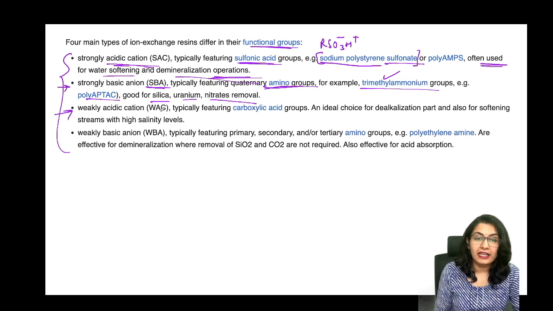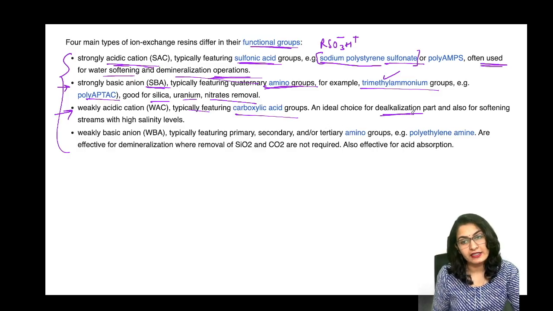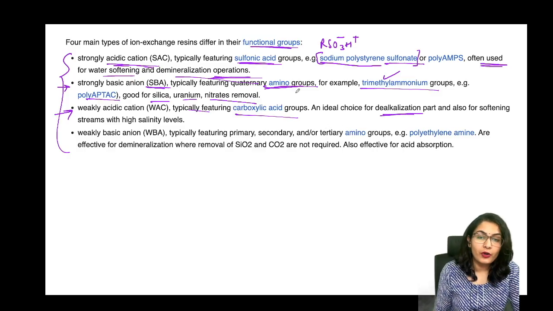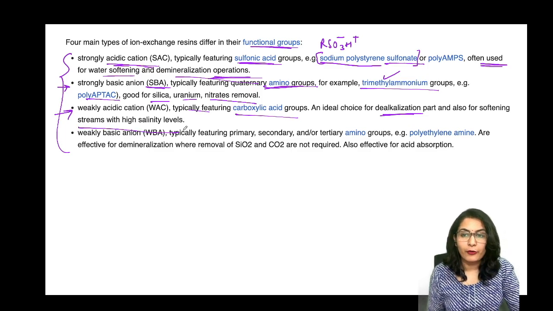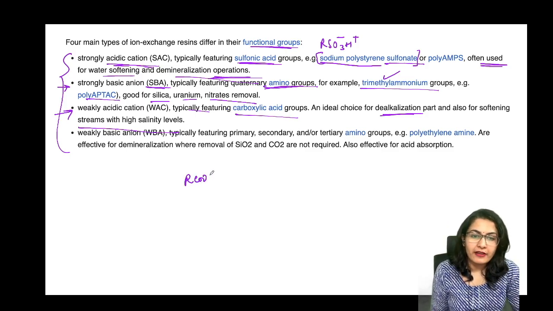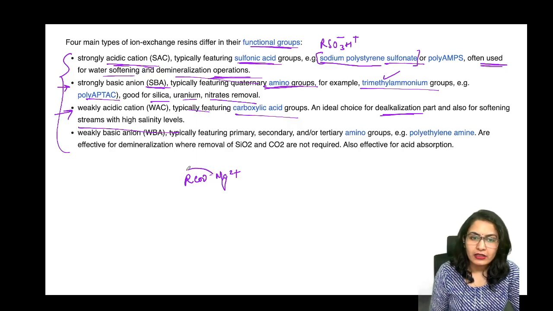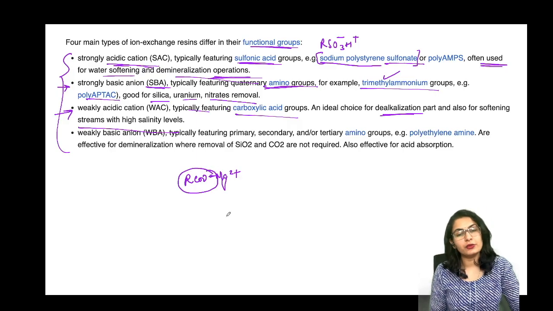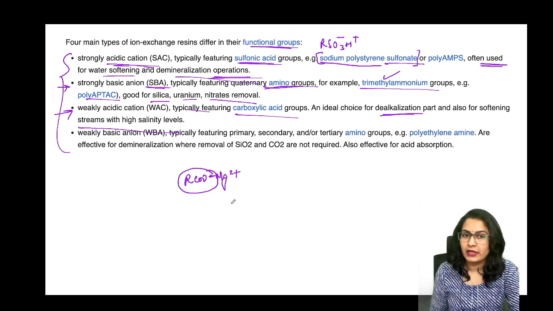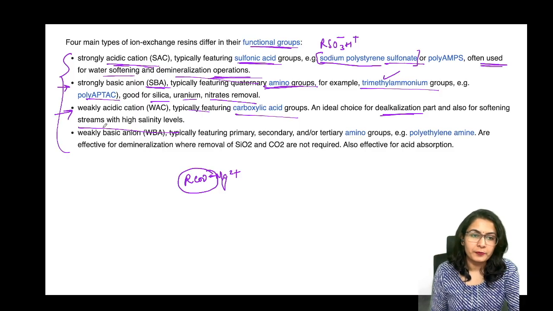Weakly acidic cation, typically featuring carboxylic acid group, an ideal choice for dealkalization and also for softening streams with high salinity levels. What does that mean? Where you have a lot of, let's say, sodium or magnesium 2 plus in water, we can take any group which has a negative charge so that it can stick the positive metal ions, so that you get more cleanliness in the water.